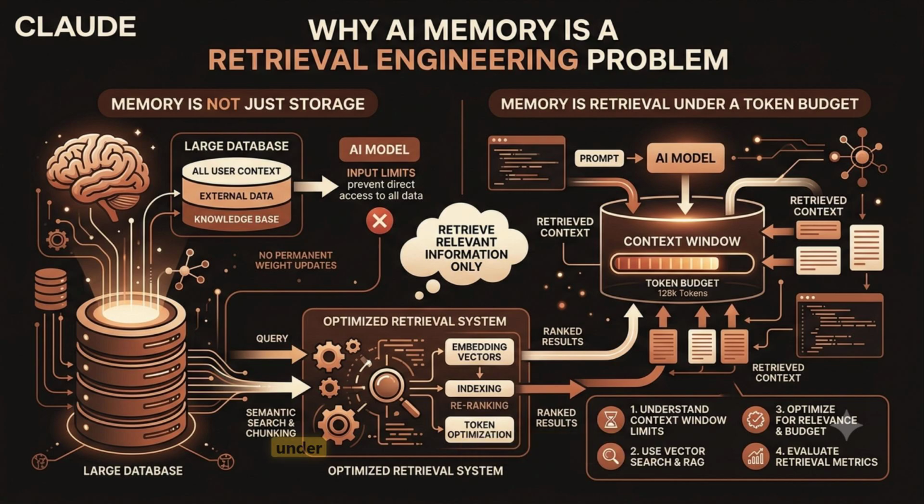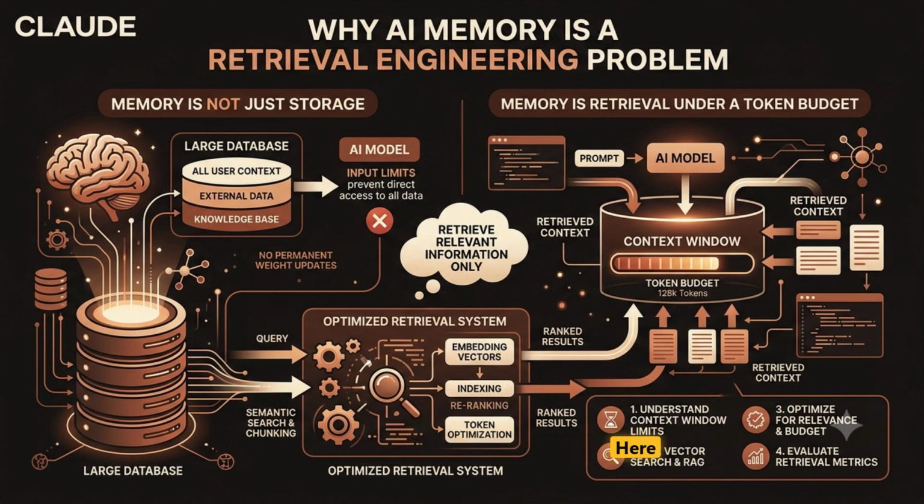Trace this bottleneck on the left under memory is not just storage. A human brain and that massive large database can hold unlimited facts, but input limits on the right side prevent your AI model from directly accessing any of it. When that red X appears, it means you hit the wall, forcing a choice of which information to discard.